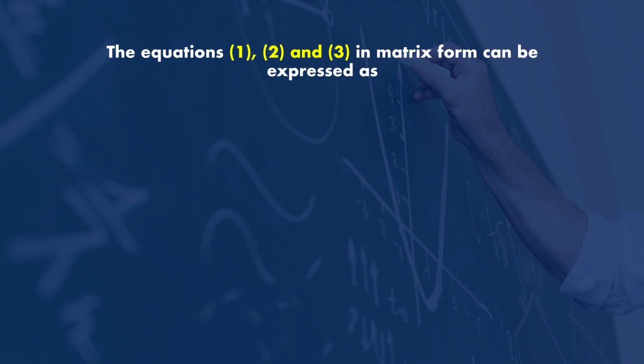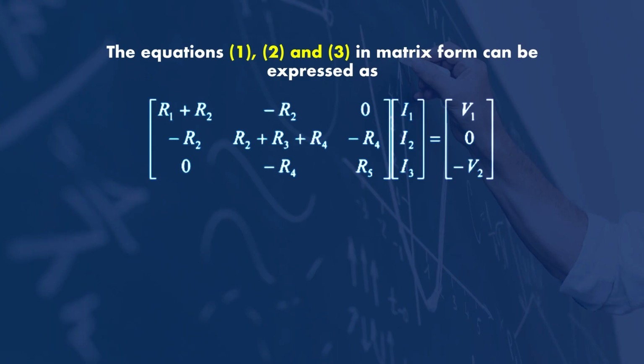The above equations 1, 2, 3 in matrix form can be expressed as shown in this matrix. The first row is R1 plus R2, minus R2, 0; the second is minus R2, R2 plus R3 plus R4, minus R4; the third is 0, minus R4, R4 plus R5. This matrix is multiplied by the column matrix I1, I2, I3, and the third one is a voltage matrix, that is V1, 0, minus V2. So this equation can be solved by the Cramer's rule also.